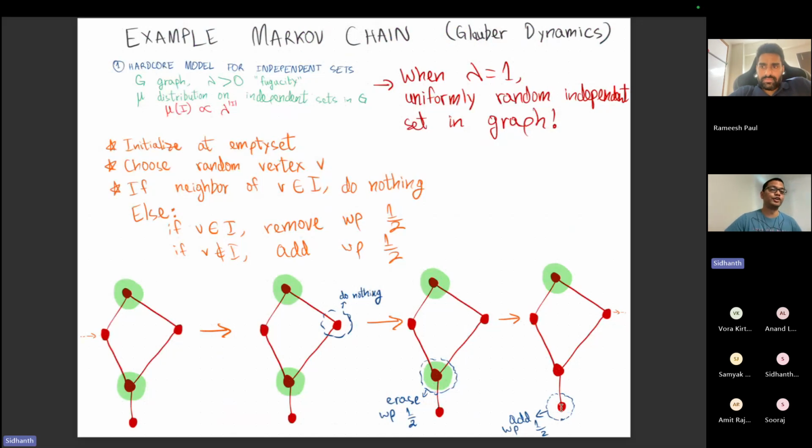So this Markov chain is called Glauber dynamics, and is a well-studied Markov chain for this problem of sampling from the hardcore model. Okay, I'll pause to see if people have any questions, because this is maybe an important junction.